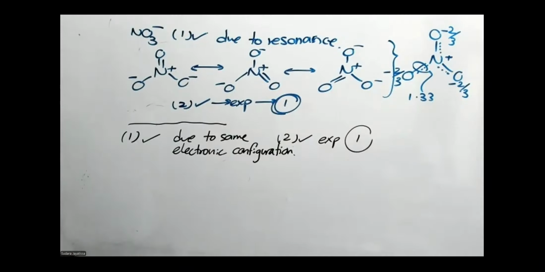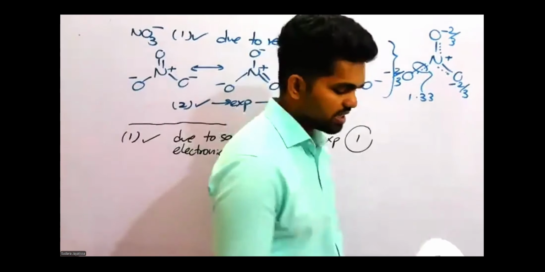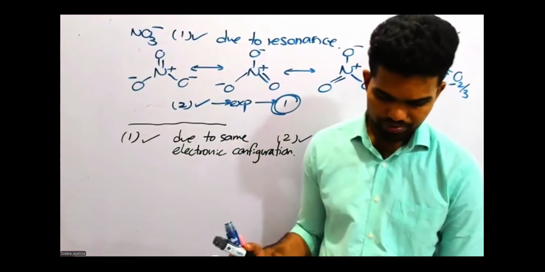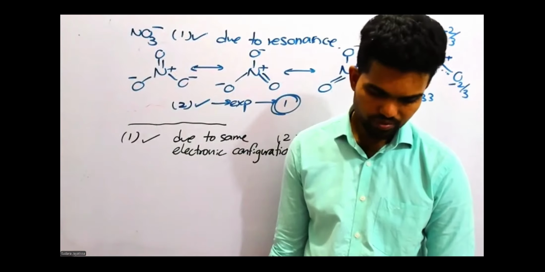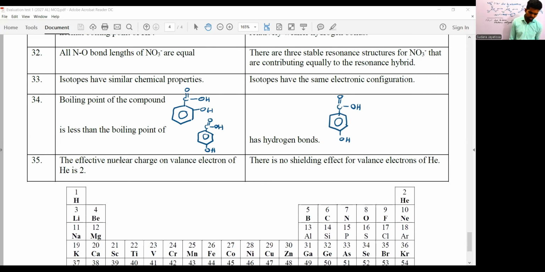Electrons are involved in the chemical reactions, not the mass number or number of protons. So they must have the same chemical reactivity. Look at the next question, 34. In question number 34, it says the boiling point of compound. So the two compounds are COOH and OH.